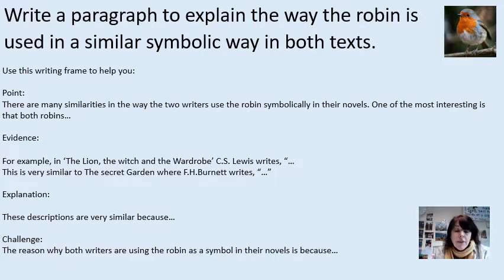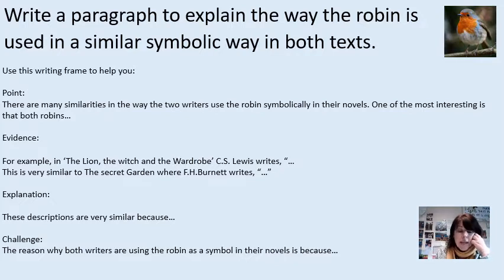So I've given you a writing frame, so all you need to do is when you hit the ellipsis, you can finish the sentence off. There are many similarities in the way the two writers use the robin symbolically in their novels. One of the most interesting is that both robins, and you can go back to those 3 examples that we talked about earlier in the video. And then we want to bring our evidence in. So try and find a little quote from each text to prove that both texts are doing that thing. And remember, if you need to look at the text, it's included in the resources for this lesson.